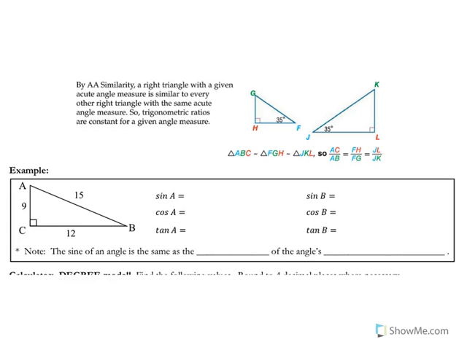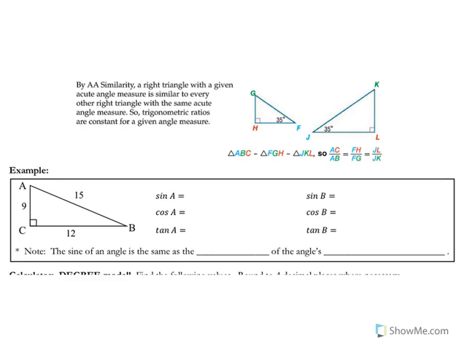All right? Before we do a real example with numbers, I want us to remember about similarity of triangles. So by angle-angle similarity, a right triangle with a given acute angle measurement is similar to every single other right triangle in the world with that same acute angle measurement.